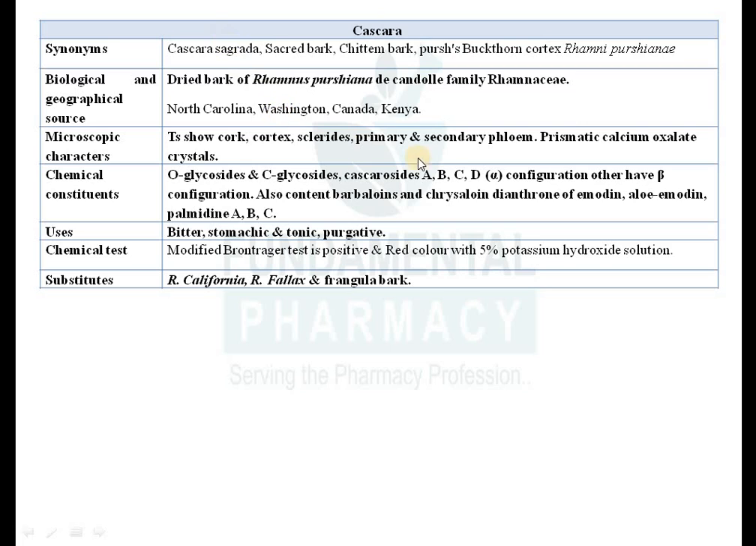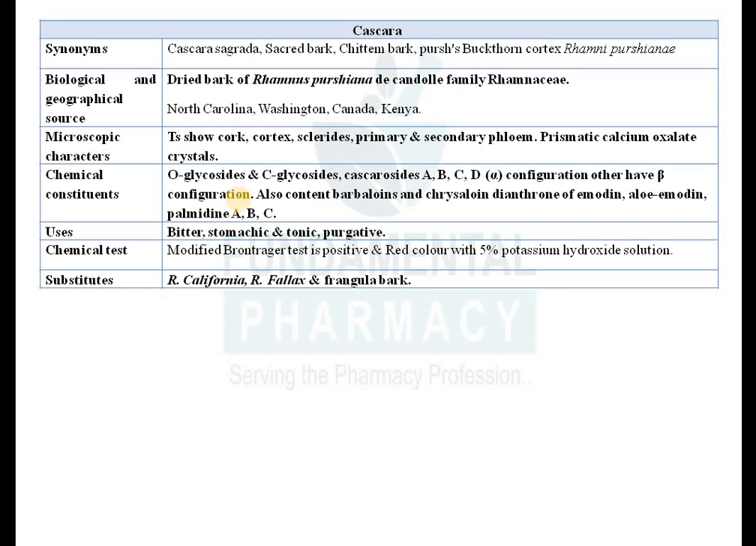कभी कभी ये ज्योग्राफिकल सोर्स भी पूछ लेते हैं। लास्ट ईयर में, आई थिंक 2019 में, पायरेथम का ज्योग्राफिकल सोर्स पूछा था, वो केन्या था। तो ये याद रखोगे कि कौन सा प्लांट इंडिया में नहीं कल्टिवेट होता है। It is cultivated in North Carolina, Washington, Canada and Kenya, right. Here just remember this: cascara consists of O glycosides along with C glycoside.